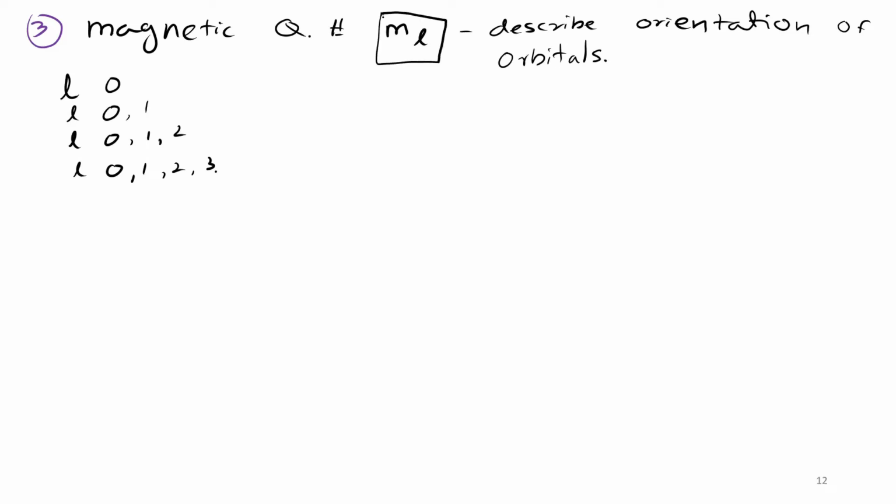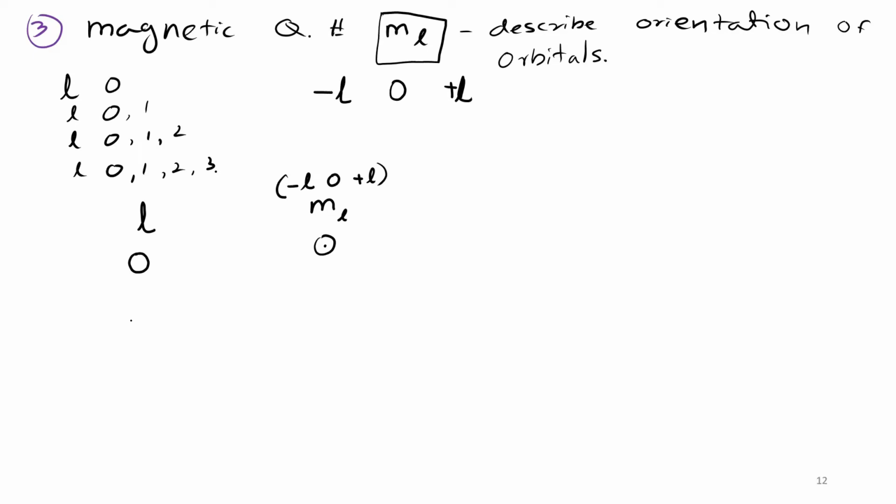So now we again have to get a certain numerical value for ML. How do we get it? It goes from minus L to plus L, including zero. What does that mean? Let's say we have L, which is zero. Our ML now has to go from minus L through zero all the way to a plus L value. For zero, do you have a minus zero and a plus zero thing? We don't. We don't have such a thing as a minus zero or a plus zero. For the zero, you have zero itself.